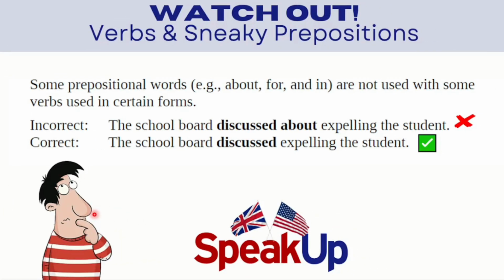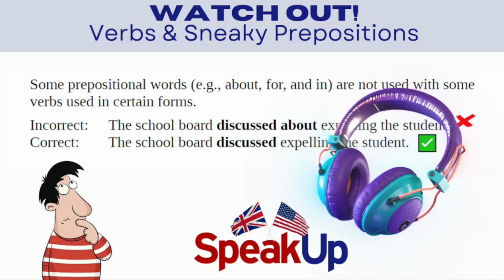Now let's talk about verb traps and preposition pitfalls. This is another huge area of mistakes. Prepositional words. Some verbs do not need a preposition like about or for. Some prepositional words, for example about, for, and in, are not used with some verbs in certain forms. Look at this example here. The school board discussed about expelling the student. But the correct form should be, the school board discussed expelling the student. There is no about. There's no need to use this preposition here.